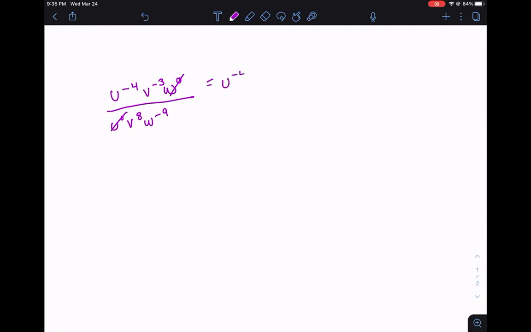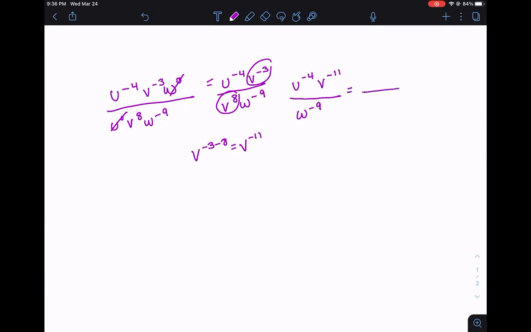So now we have u to the negative 4, v to the negative 3 on the top, v to the negative 8 on the bottom, and w to the negative 9. The u to the negative 4 I can't do anything with, but for the v to the negative 3 and the v to the negative 8, I subtract the exponents and get v to the negative 11. On the bottom I have w to the negative 9, and that's it. Anything that's negative goes in the opposite part. So this will go in the bottom and become positive, this will go in the bottom and become positive, and this will go in the top and become positive.